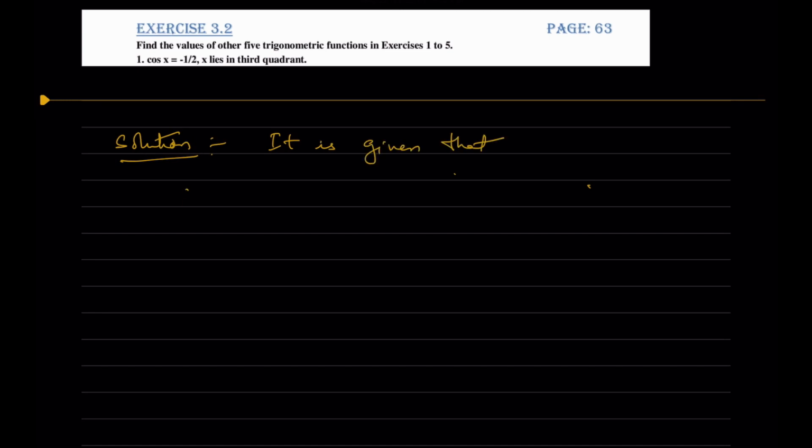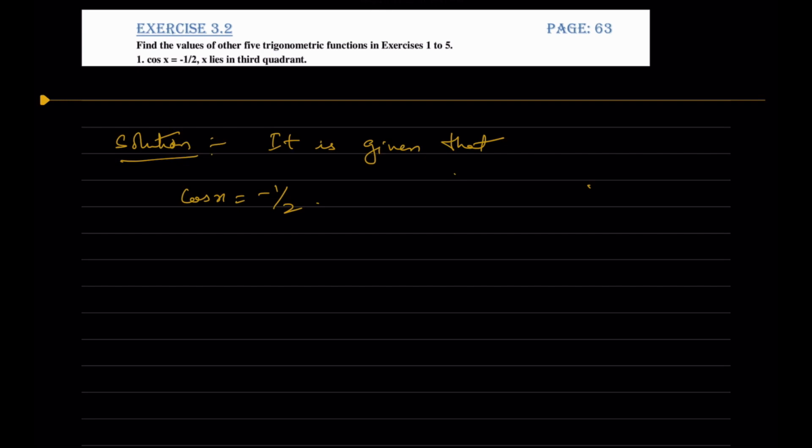In exercise 3.2, the first problem is: find the values of the other 5 trigonometric functions in exercises 1 to 5, where the first one is cos x is equal to minus 1 by 2 and x lies in the third quadrant. Now for the solution, what is given to us is cos x is equal to minus 1 by 2. So the other trigonometric functions means we have to find sine theta, tan theta, cosecant, secant and cot.